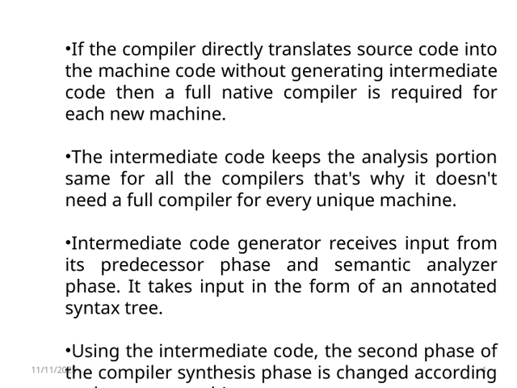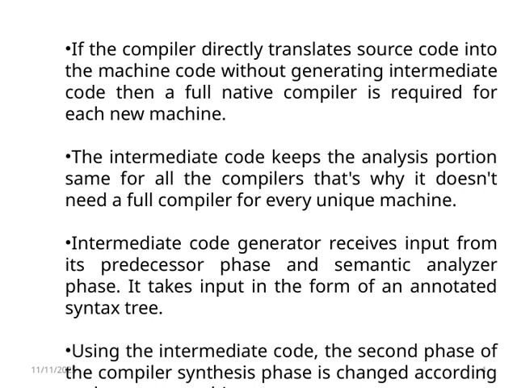Now, here's the interesting part. By using intermediate code, we can keep the analysis phase consistent across different compilers. This means we don't need to create a completely new compiler for every machine. Instead, the intermediate code acts as a sort of universal representation that simplifies the process. The intermediate code generator takes input from the previous phases, specifically from the semantic analyzer, and it works with an annotated syntax tree. This tree contains all the necessary information about the source code, enriched with semantic details.